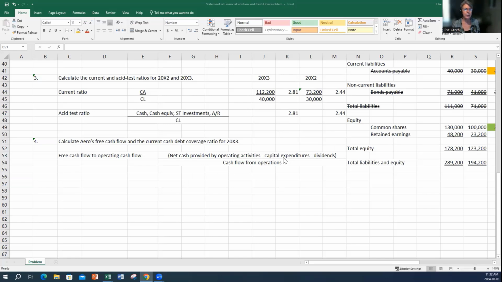Now, what happens if this ratio is high? If it's high, it indicates, because the highest it could be is 1, because we have 0 expenditures and we have 0 dividends. That would be, of course, the cash provided by operating activities divided by the cash provided by operating activities. So the highest it can be is 1. If it is 1, it means that the company is not investing in the future growth of the company, and it is not giving any dividends back to the investors.